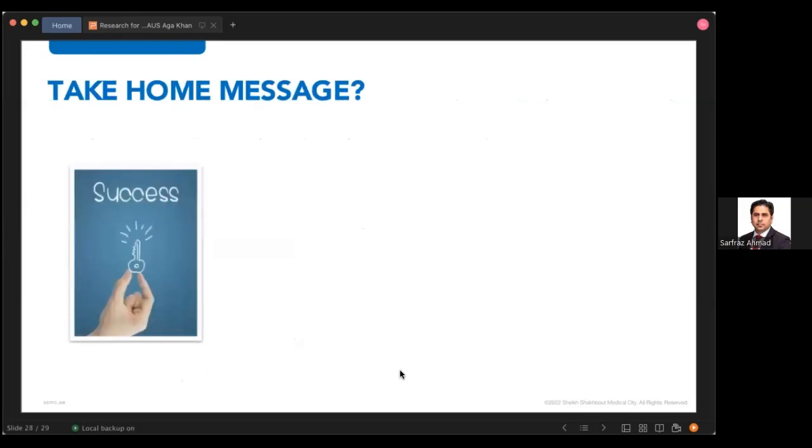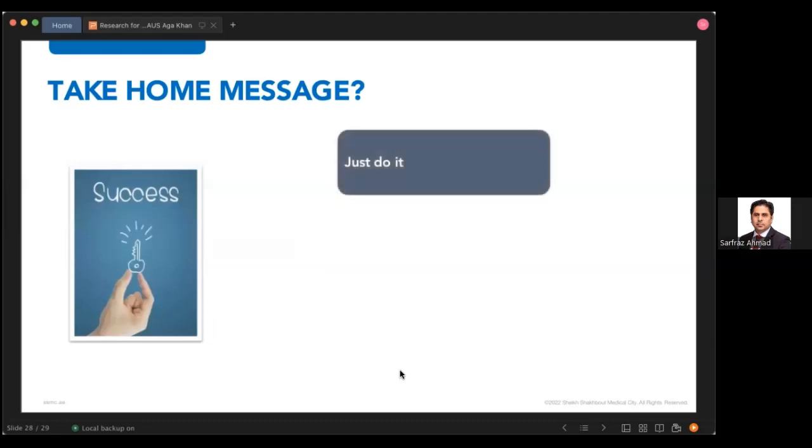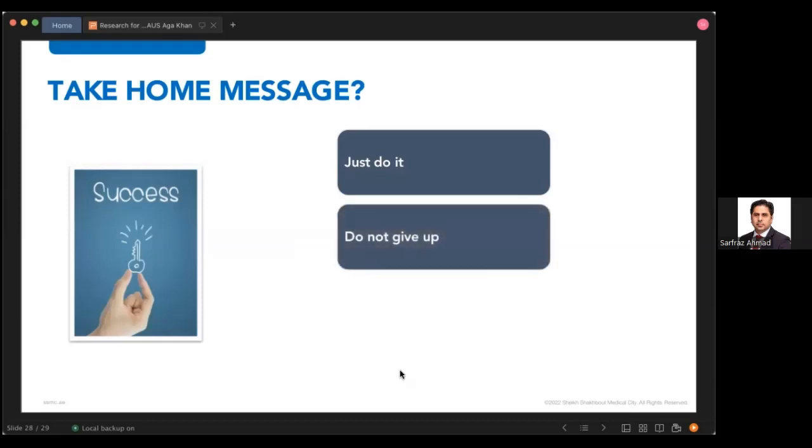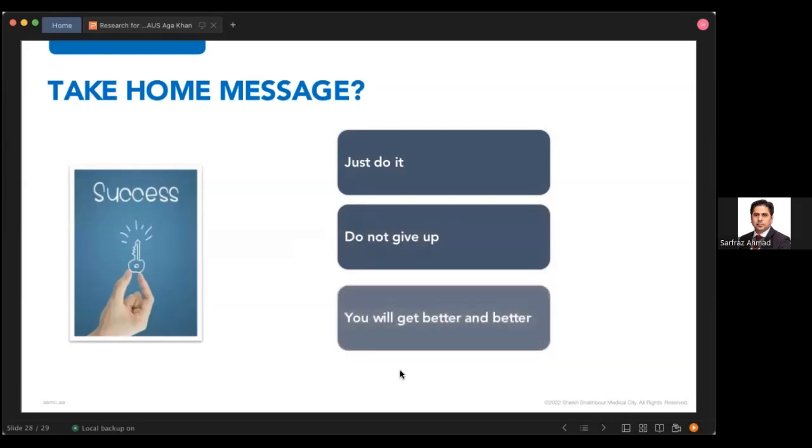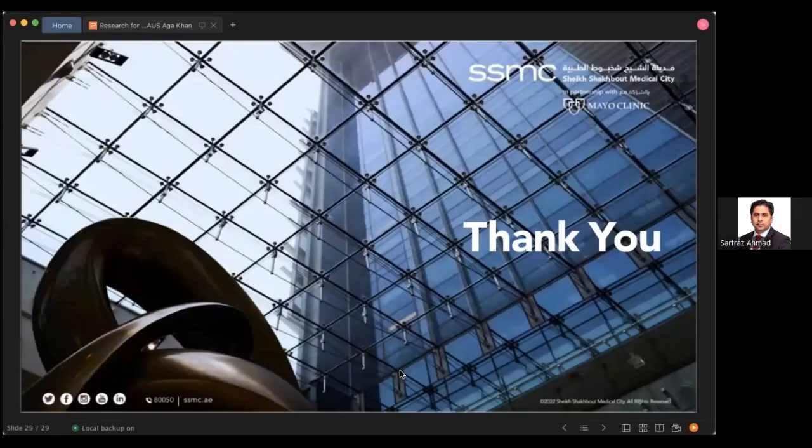So finally, I'll just summarize: the key to success as a clinician and a researcher is that you just have to do it. There is no excuse. And as I said, it's just like swimming, just jump and start doing this. There will be some disheartening or disappointing results, but don't give up. You will get better and better in research, and one day you will have a publication profile which you are aiming for. Thank you very much. That's all from me.